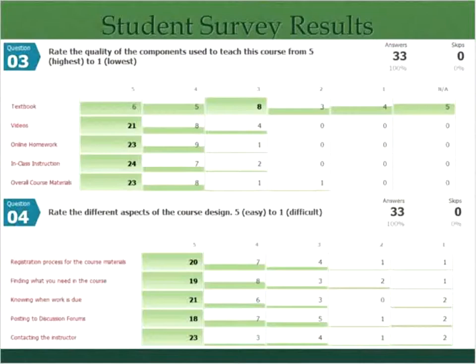The next question I asked them was to rate the different aspects of the course design, because again, we have the flexibility of designing the course in the way that we want. So the registration process, 27 out of 33 ranked it a 4 or 5. Finding what you need in the course, and to me that was very important, 27 out of 33, 4 or 5. Knowing when the work is due with that calendar, very high, and so on.